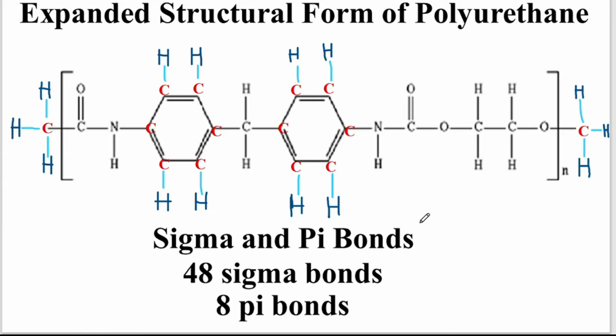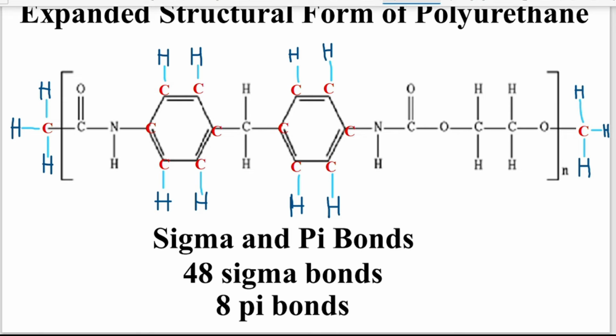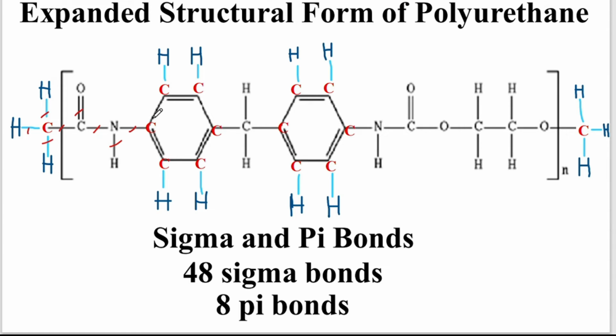To determine the number of sigma bonds, notice here in our guide that every type of bond gives us 1 sigma. And so if we count the total number of bonds, that will be equal to the number of sigma bonds. And so we have here, starting from the left, 1, 2, 3, 4, 5, 6, 7, 8. So we have 8. And then the benzene ring will give us 6 bonds, so that's 8 plus 6, that will be 14. Plus another one here, we have 15, 16, 17, 18, and we have to continue here.